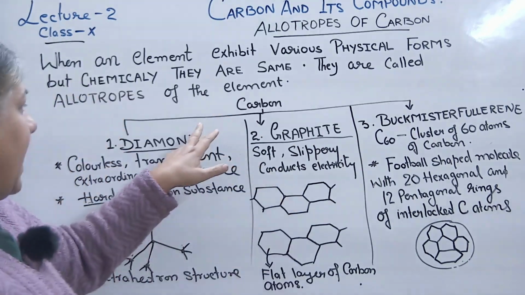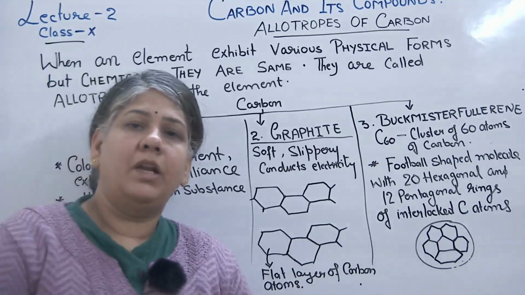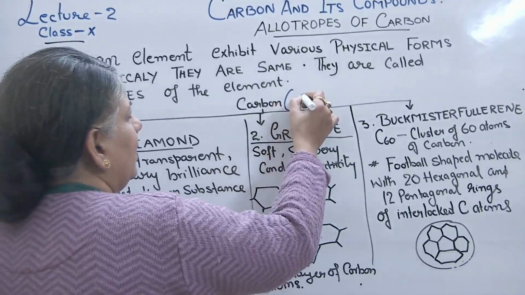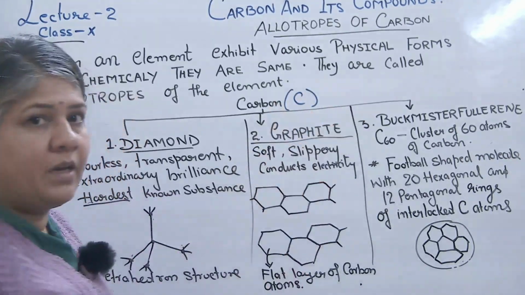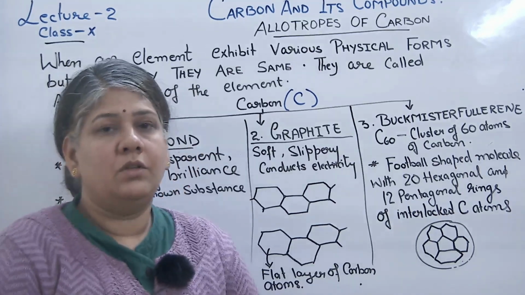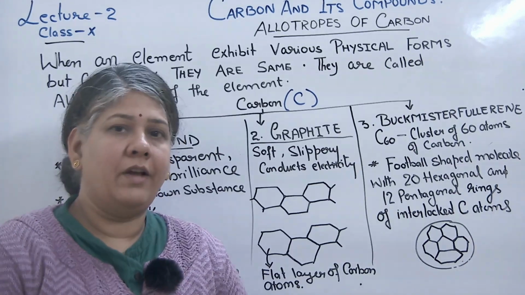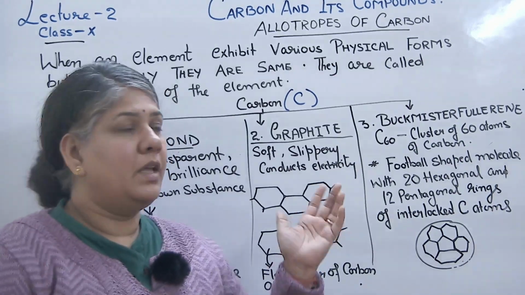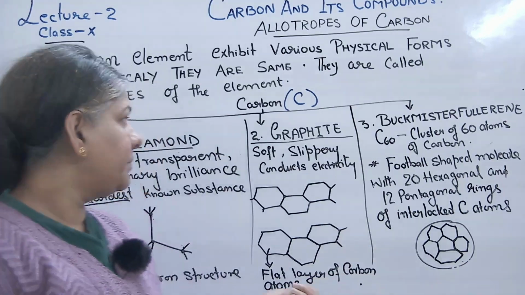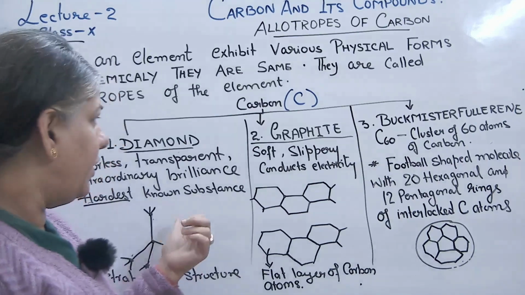See, diamond, graphite and Buckminster fullerene, all three are chemically carbon. They are represented by C. How can we say they are chemically the same? When these are burned in oxygen, the only product formed is carbon dioxide and nothing is left. So we can say that they are made up of just one element, that is carbon. The physical nature of all three is different.